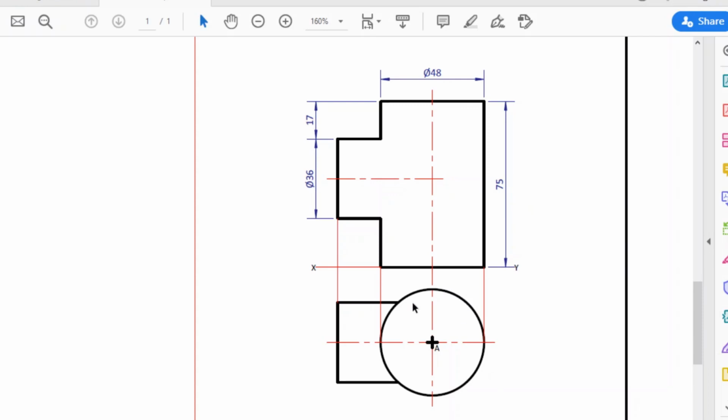Okay, so looking at this one first, the grade 12 diagram here, you can see that you have the main pipe here, what we also call the primary. Okay, and then you have the branch going in on the side, if we look there in the top view, which we also sometimes refer to as the secondary.